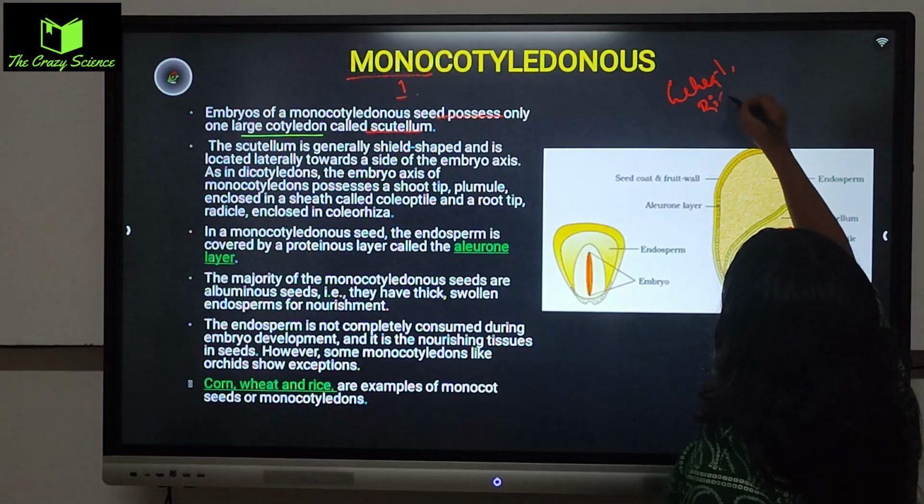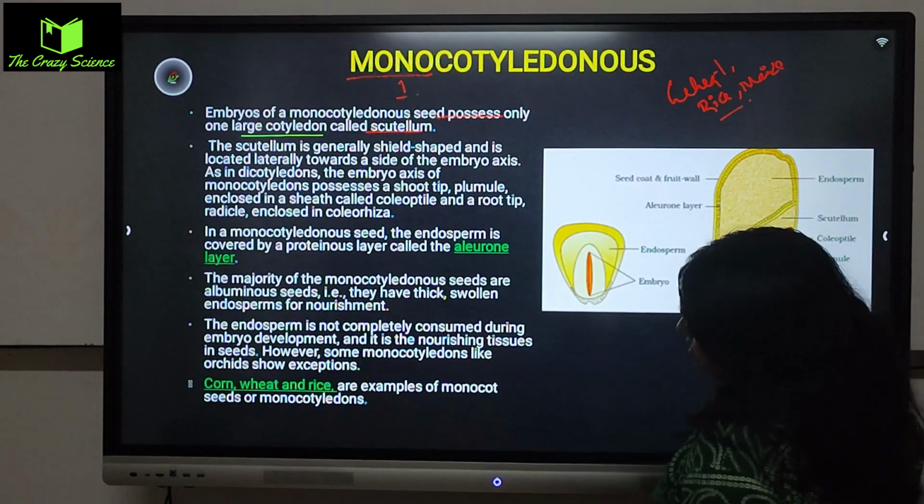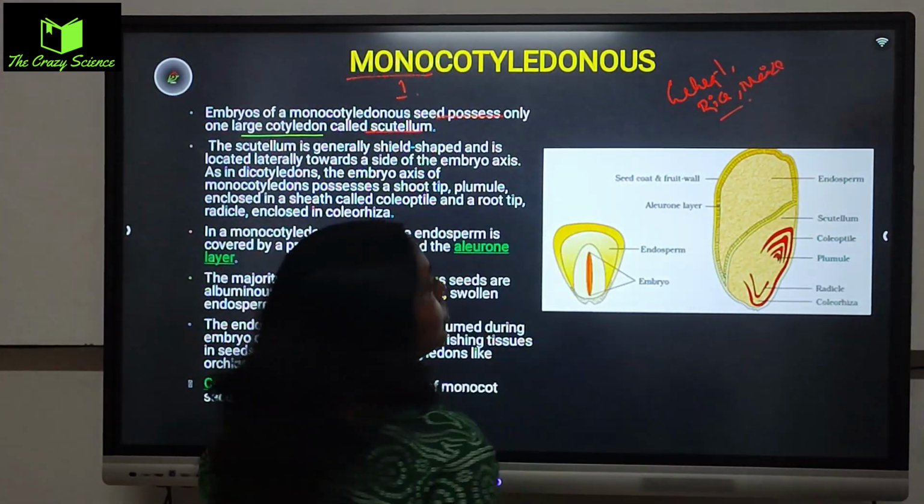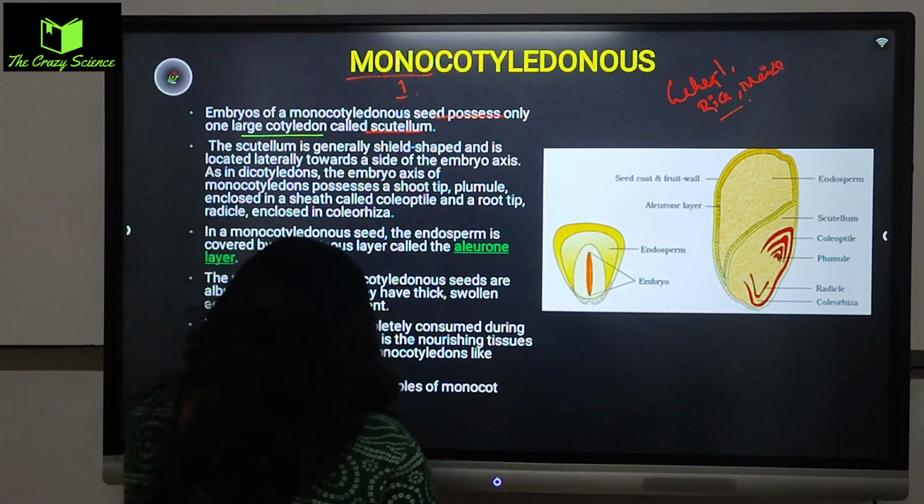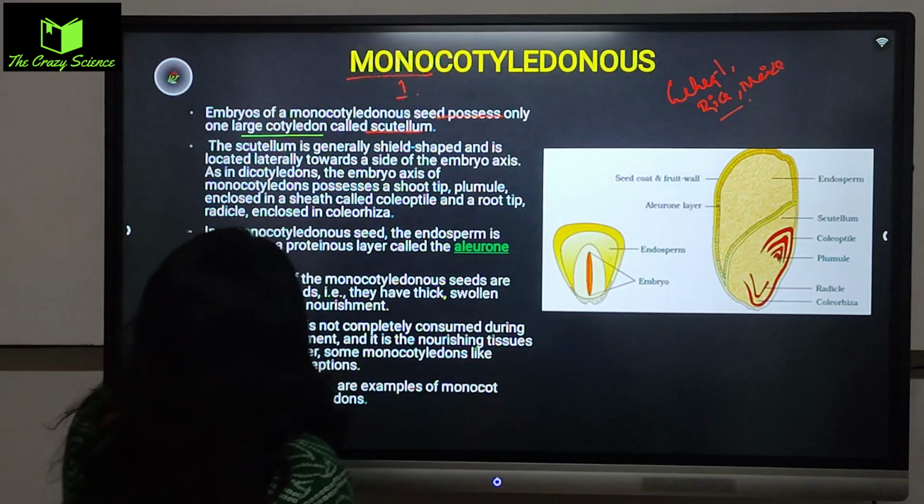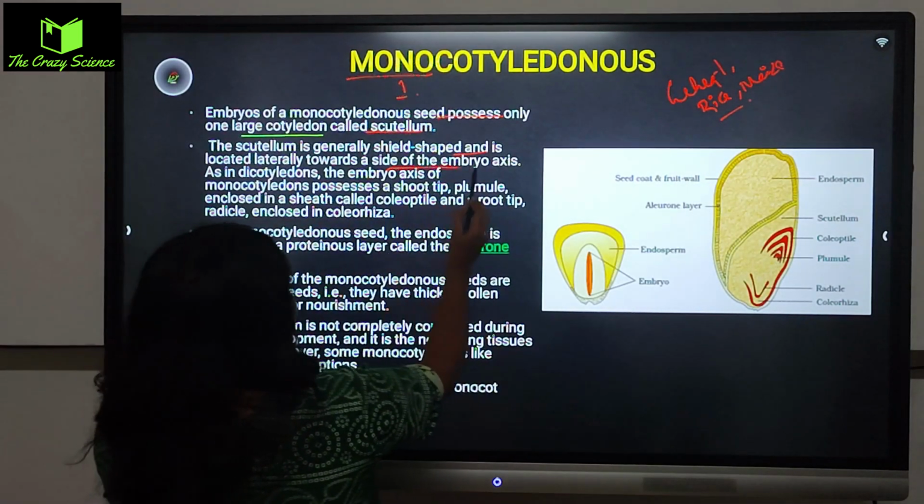Monocotyledons we basically see in wheat, rice, maize, in all these plants, and they are very short lived. We all know they are very short lived. Alright, the scutellum is generally shaped and is located laterally towards the side of the embryonal axis.